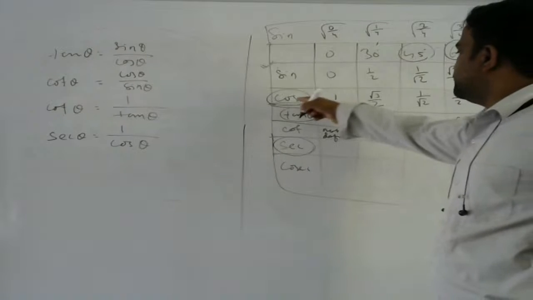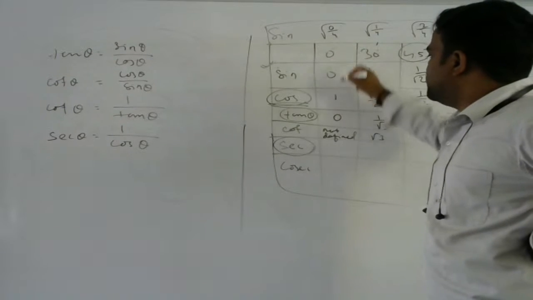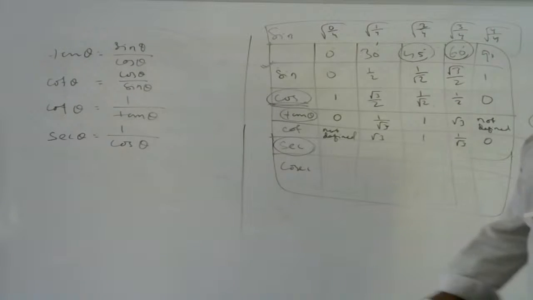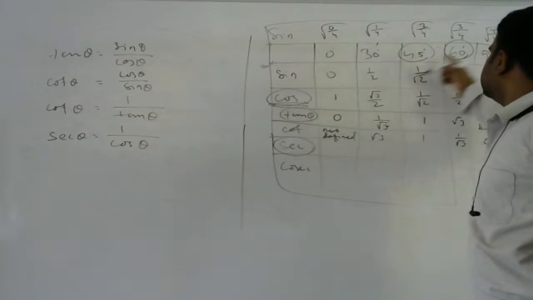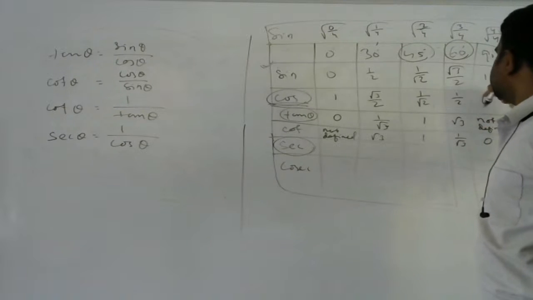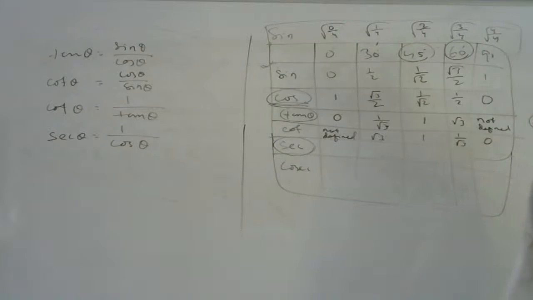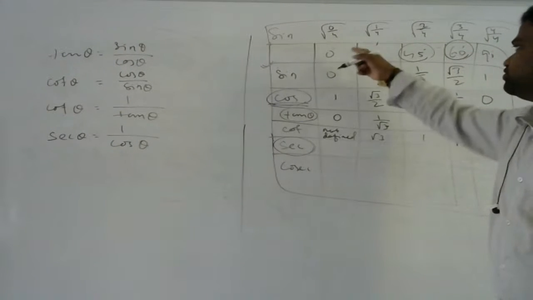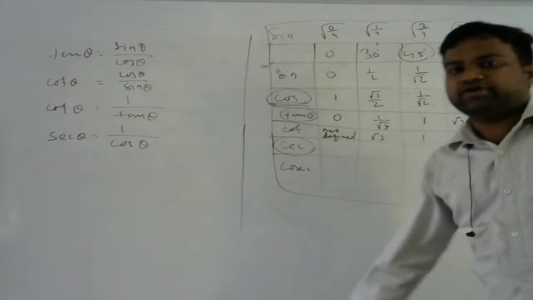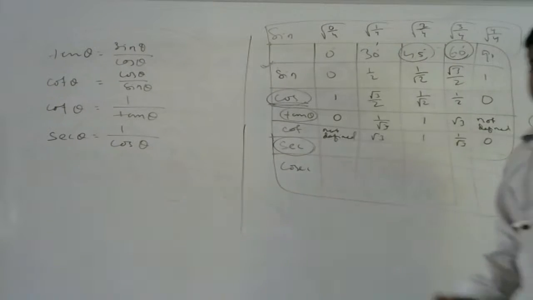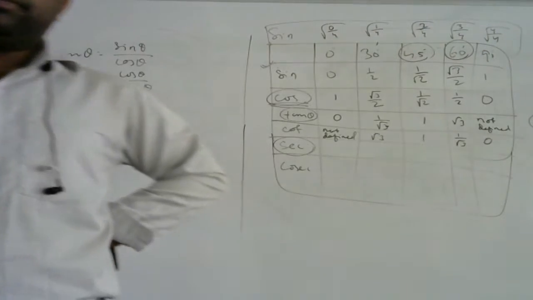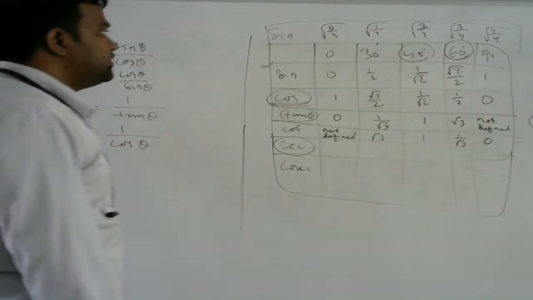So here in the cos table you can see cos 0 degree is 1, cos 30 degree is root 3 upon 2, cos 45 is 1 upon root 2, cos 60 is 1 upon 2, and cos 90 is 0. Now remember one thing, these are some standard values we have taken: cos 0, 30, 45, 60 and 90. These are standard, meaning they will be used for different calculations. But it does not mean that only these values exist.